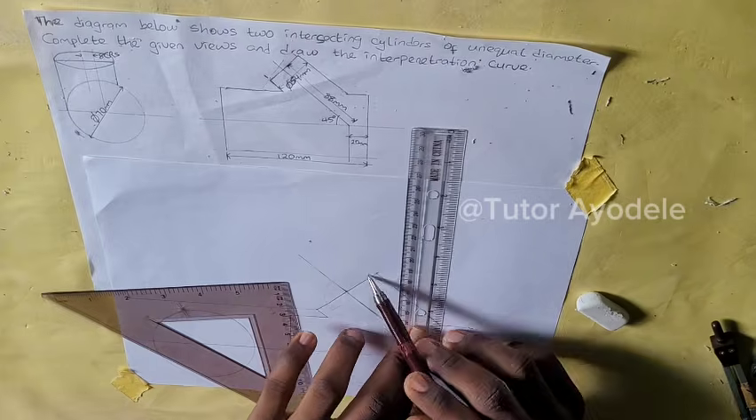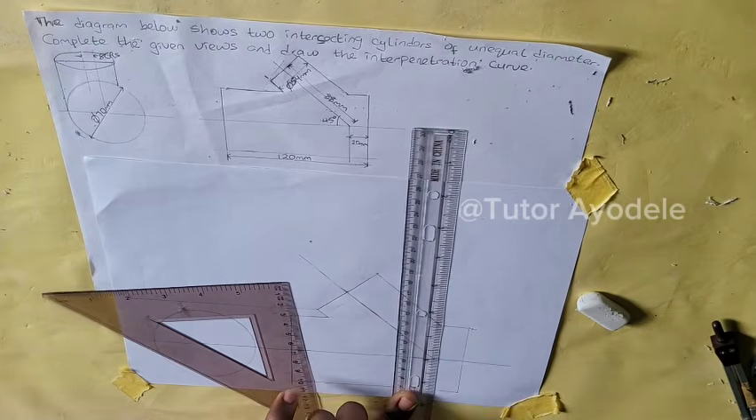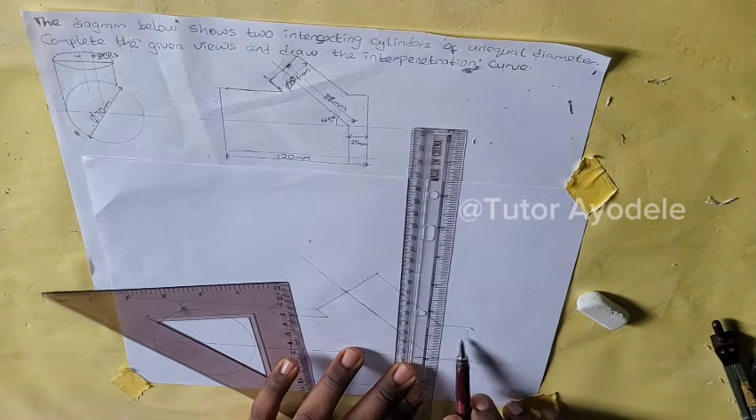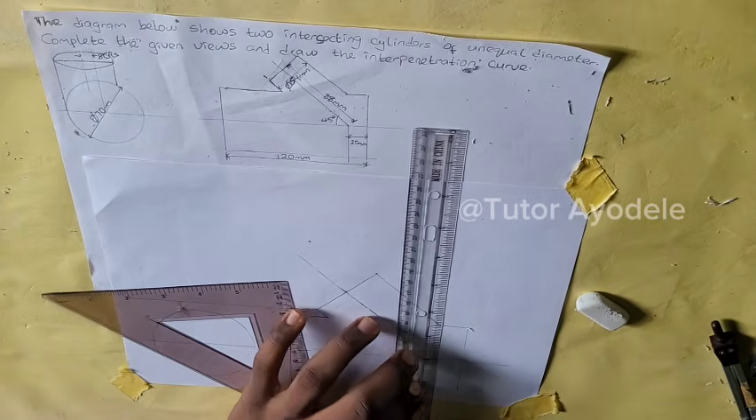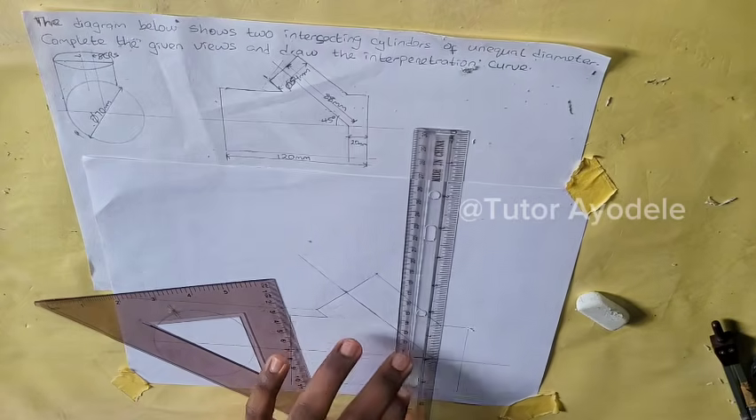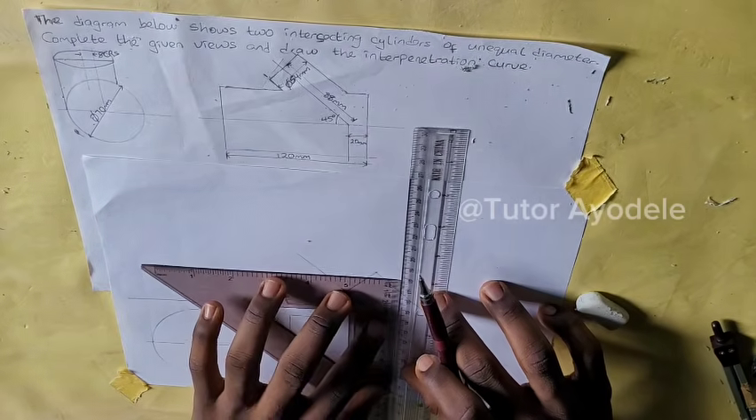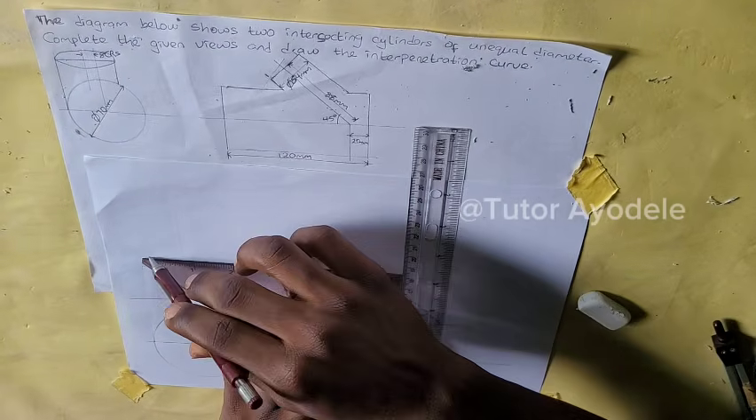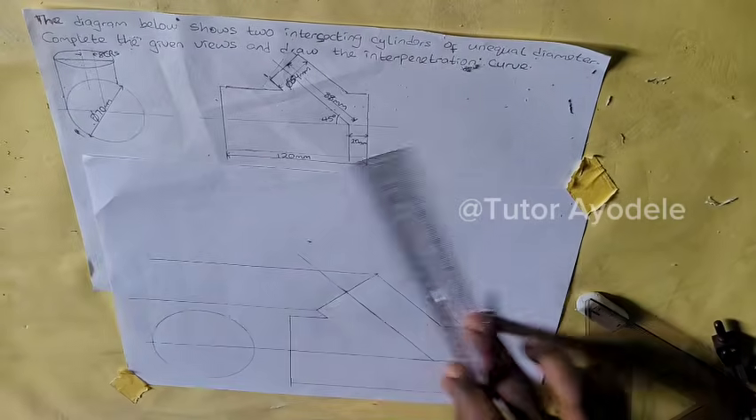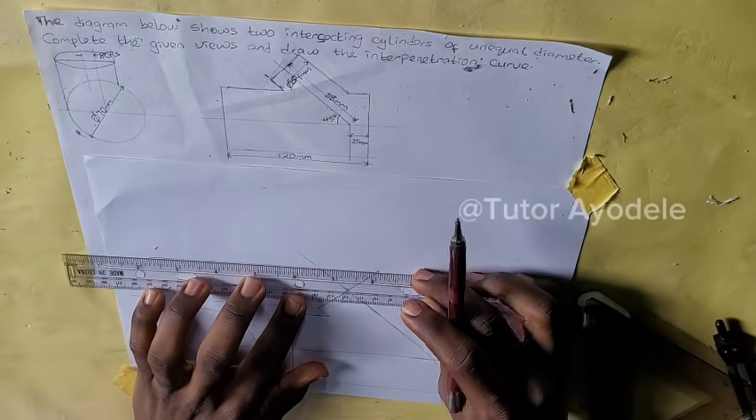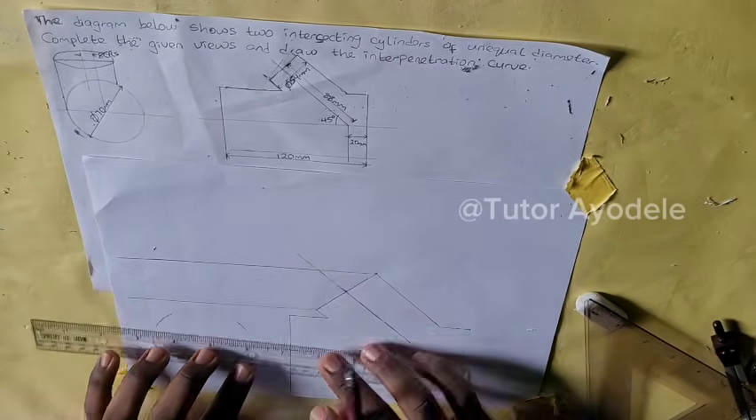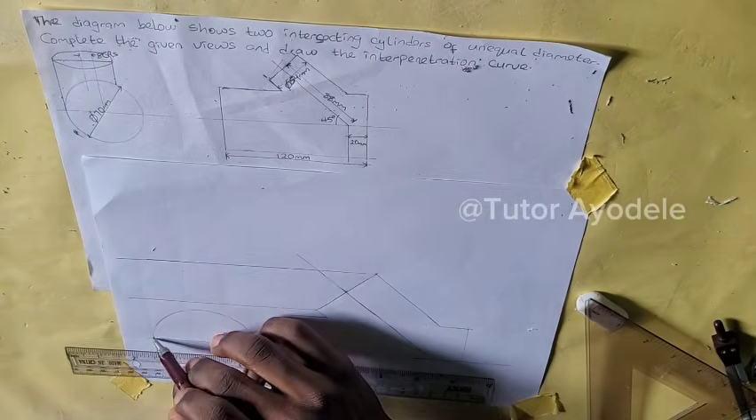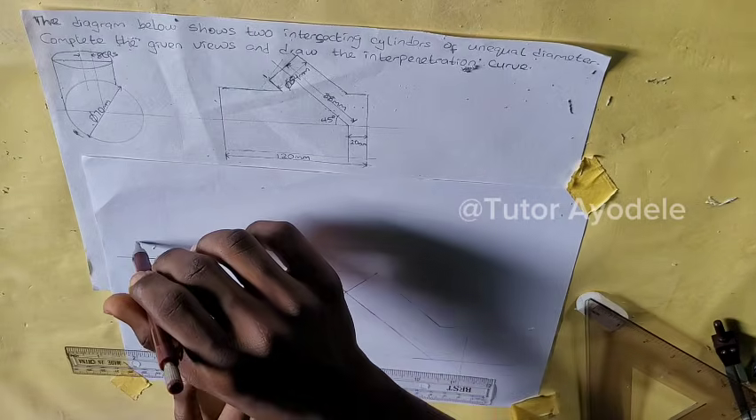And for this side, and for this point, I'm going to put my ruler in such a way that it will be parallel to this line. That means the distance from here to here is the same thing as the distance from here to here. To draw this line up, we're going to use our set square, and from this point, we're going to draw a line upwards.